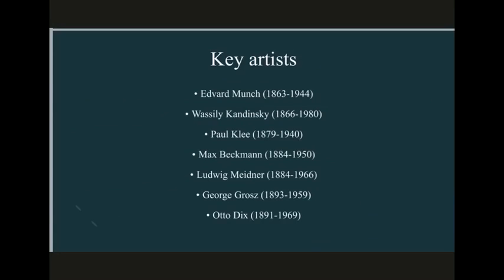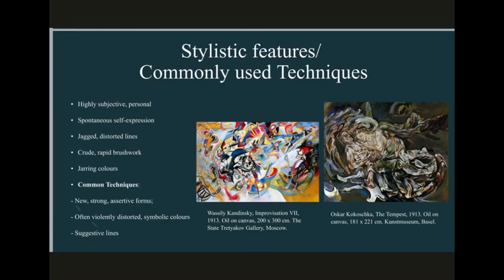Here is a list of some key artists of Expressionism: Edvard Munch, Wassily Kandinsky, Paul Klee, Max Beckmann, Ludwig Meidner, George Grosz, Otto Dix. And in this slide, I'm going to talk about the stylistic features as well as the commonly used techniques in Expressionism. They're often highly subjective, personal, self-expressive and spontaneous. They often have crude, rapid brushwork, jagged, distorted lines, and jarring colors.